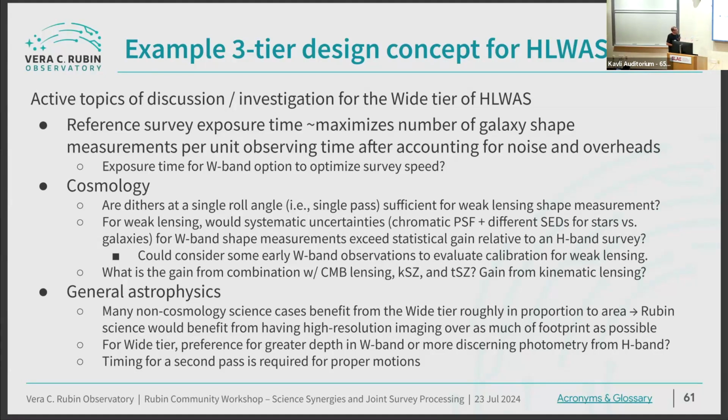For general astrophysics, we noted much of the input coming in from the white papers was stressing that having this really wide area, particularly overlapping with the LSST, benefits many different science cases in general astrophysics. And so there's some questions again about exactly the filter choice that optimizes that, as well as the timing if we were to do a second pass to get proper motion measurements.